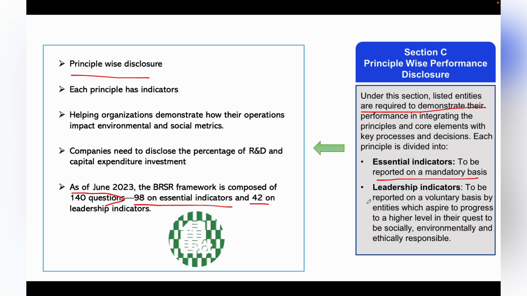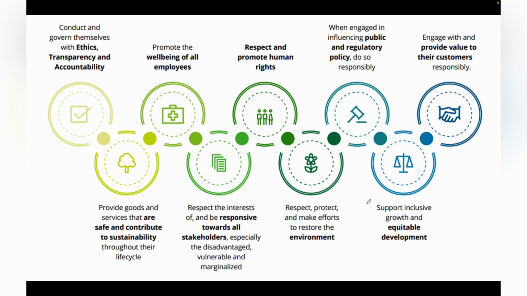And what are these 9 principles? The first is about ethics and transparency. Second is about product safety and sustainability. Third is about employee well-being. Fourth principle is about stakeholder engagement. Next one is human rights, and the sixth is the environment. Principle 6 is very important because it covers a lot of aspects like energy consumption, waste management, water usage, and also GHG emissions. So it covers a lot of information related to the environment.